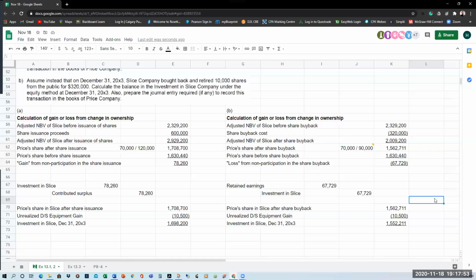So Feroz, these were all separate cases, separate scenarios, so it's not a continuation. Yes, if you did have a balance in contributed surplus, then it is more correct to debit the contributed surplus first, exhaust that, and then go for retained earnings.